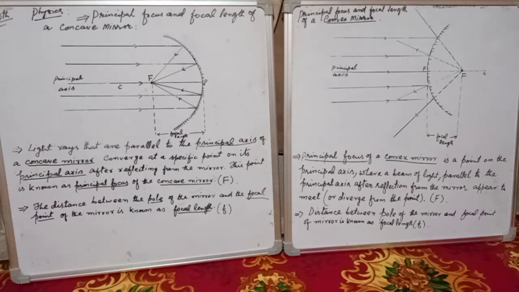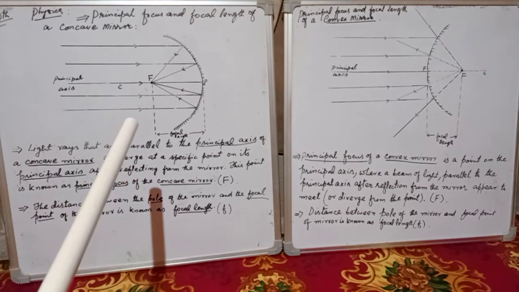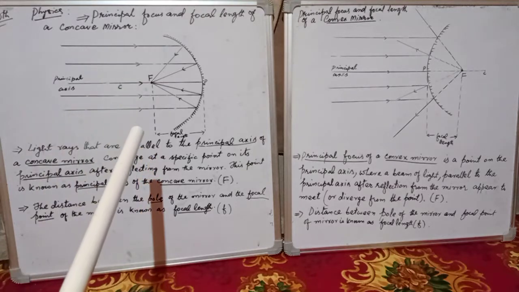So dear students, the principal focus of a concave mirror is a point where the parallel beam of light rays, which are parallel to the principal axis, after reflecting from the mirror, converge or meet at this point. So this point is termed the principal focus of the concave mirror. It is represented by the letter F. Got it here?